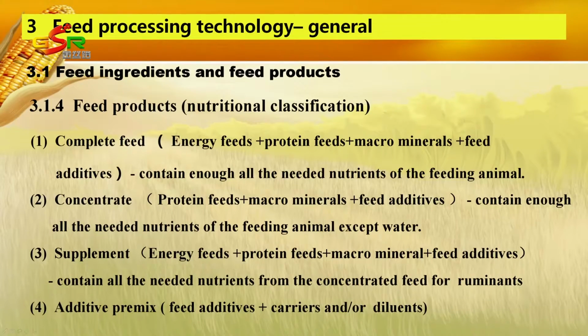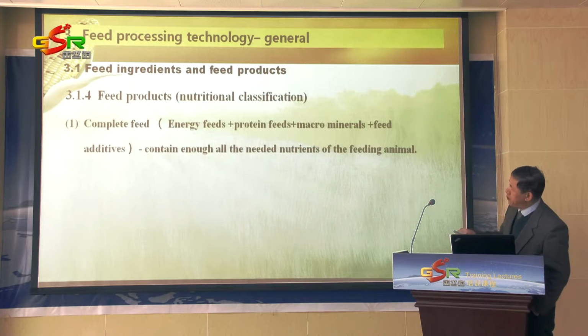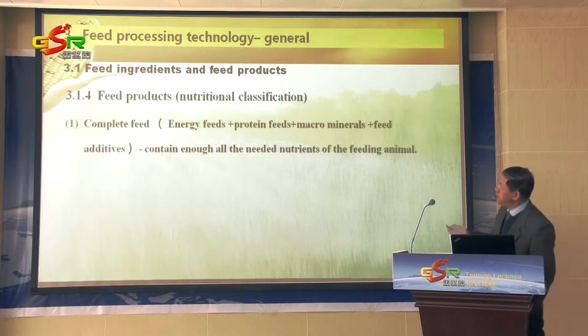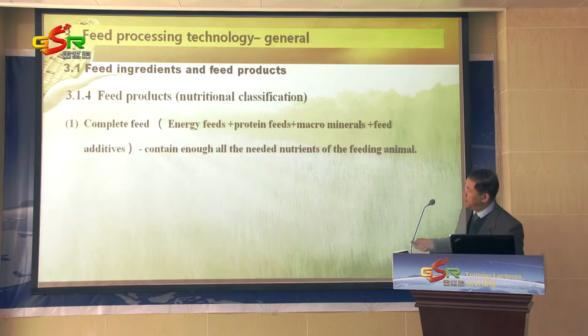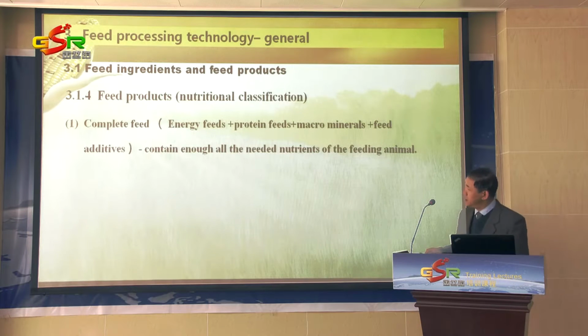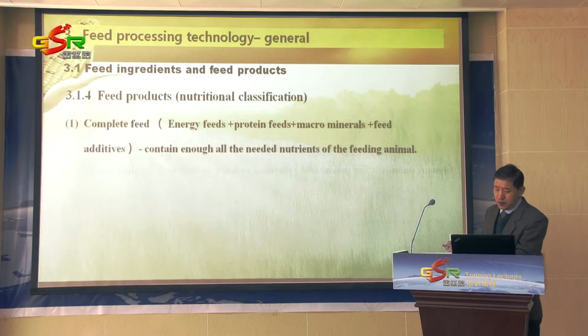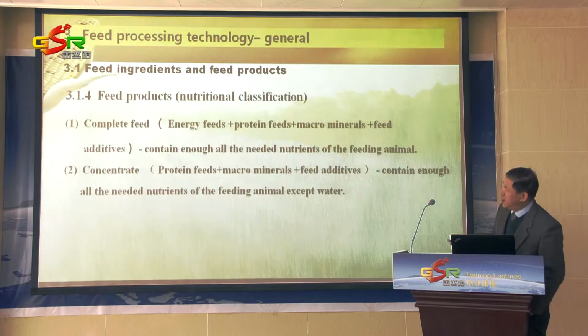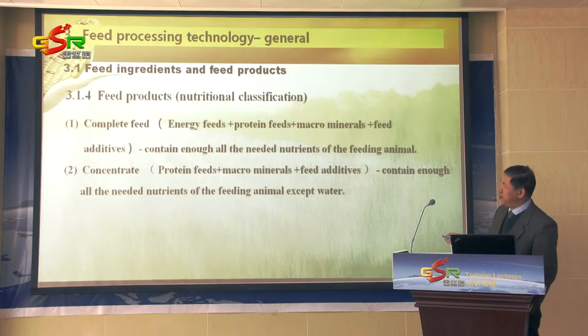Above, we mentioned feed ingredients and feed additives. And next we need to introduce the feed products. Feed products can be classified by nutritional classification. For this classification, first is the complete feed. What does complete feed mean? Complete feed means the feed contains enough of all the needed nutrients of the feeding animals.